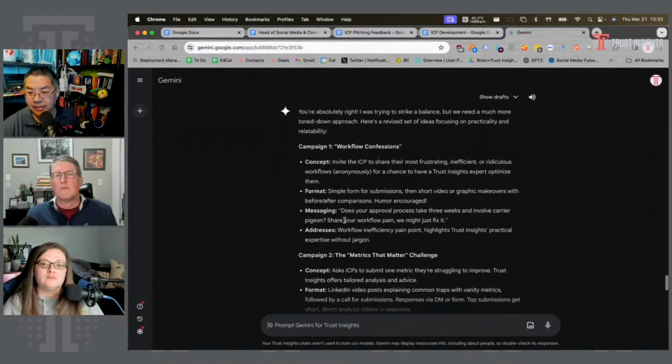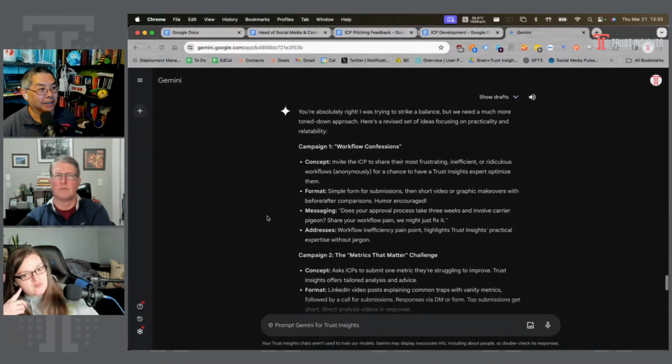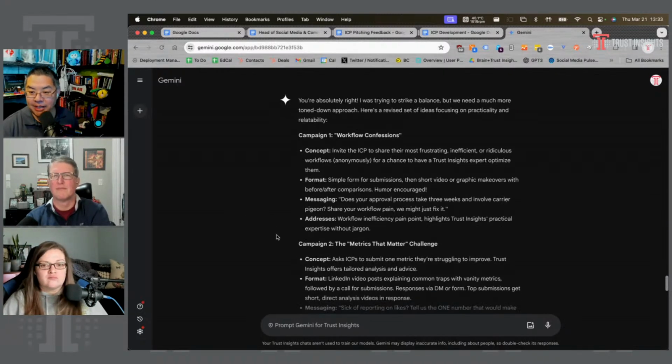Workflow confessions. That's kind of cool, about the most frustrating, inefficient, or ridiculous workflows that people have, anonymously. Like, oh yeah, we used to see this at the old PR firm. There was one person on staff whose job it was to copy and paste results from Google to a spreadsheet. That is a ridiculous workflow. That's not even AI. You should have automated that years ago.